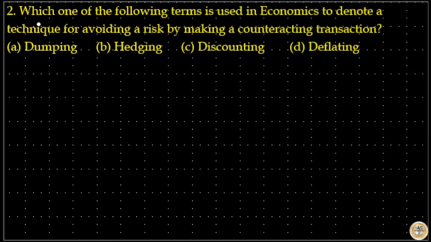Next is question number 2. Which one of the following terms is used in economics to denote a technique for avoiding a risk by making a counteracting transaction?